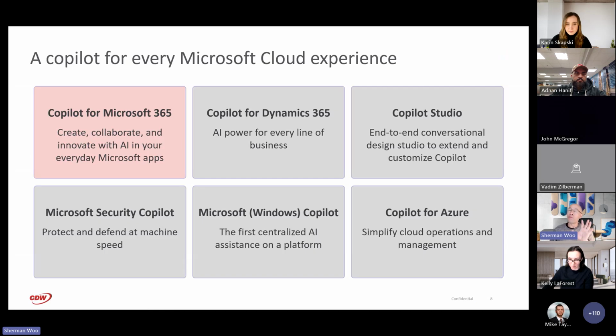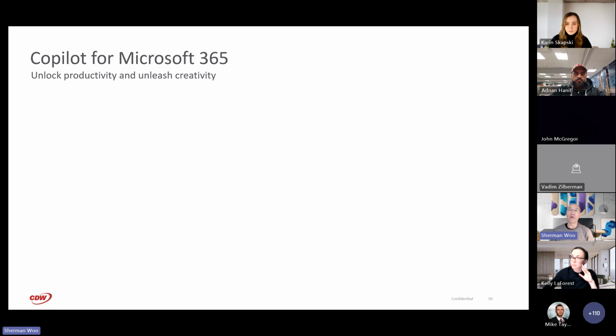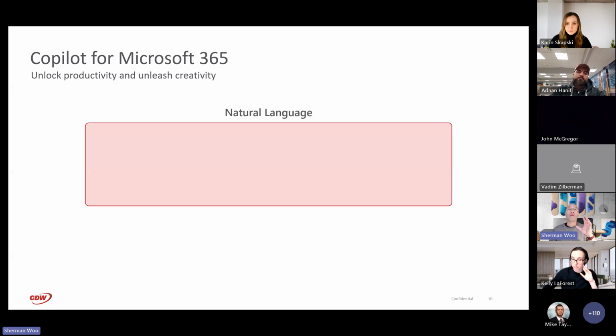What is Copilot? I'll zip through this. This is just a slide to say there are many different types of Copilots that Microsoft has. Some are released, some are in preview. Copilot for Microsoft 365 is the one that we're talking about. That's the one that was released on November 1st.